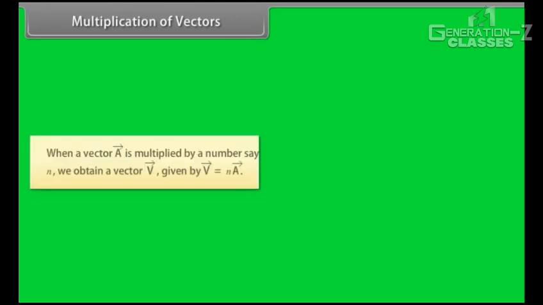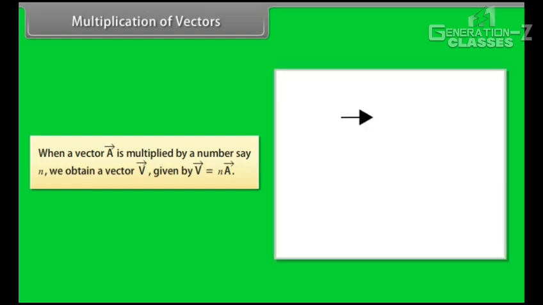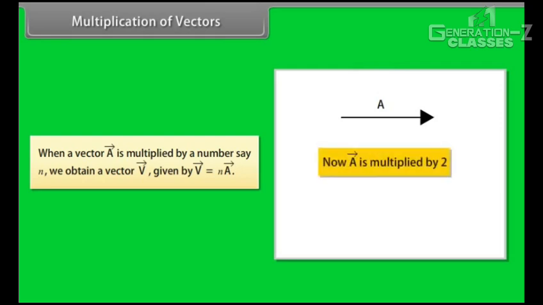Multiplication of vectors. When a vector A is multiplied by a number say n, we obtain a vector v given by v vector is equal to n into A vector. Let's take an example. If a vector A is multiplied by 2, the resultant vector 2A vector is in the same direction as A vector and has a magnitude twice of A vector.